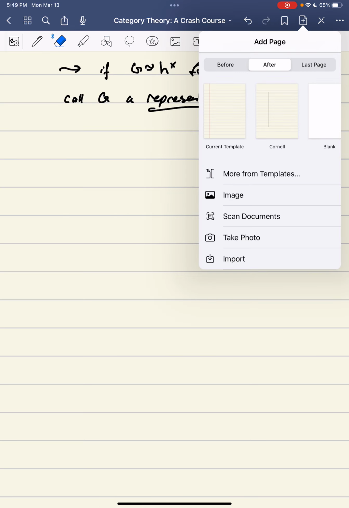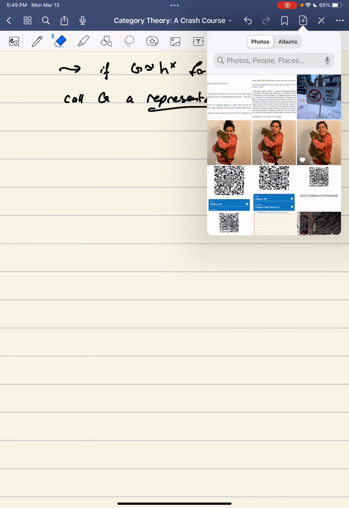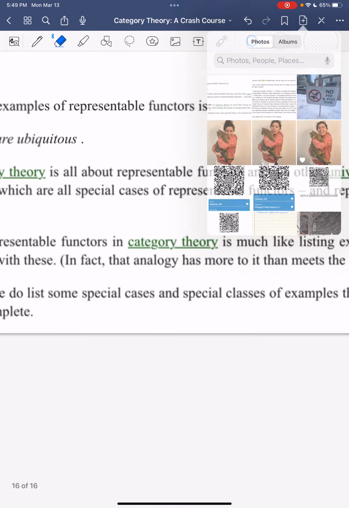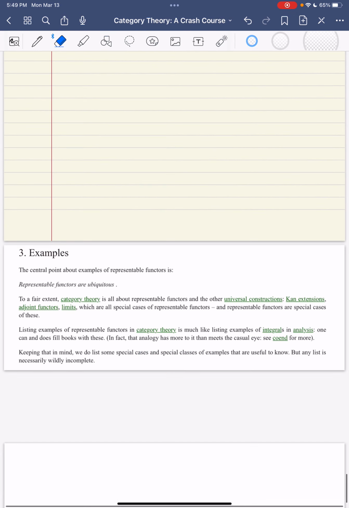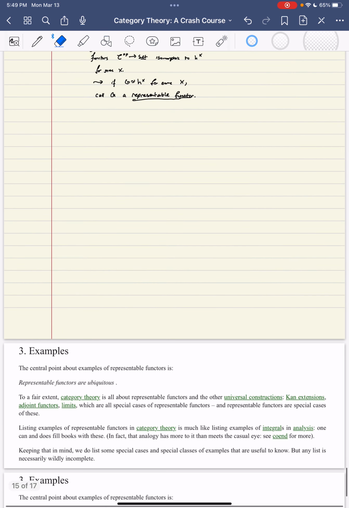Oops. Image. Don't worry about the pictures of my girlfriend and her cat. Oh, geez.